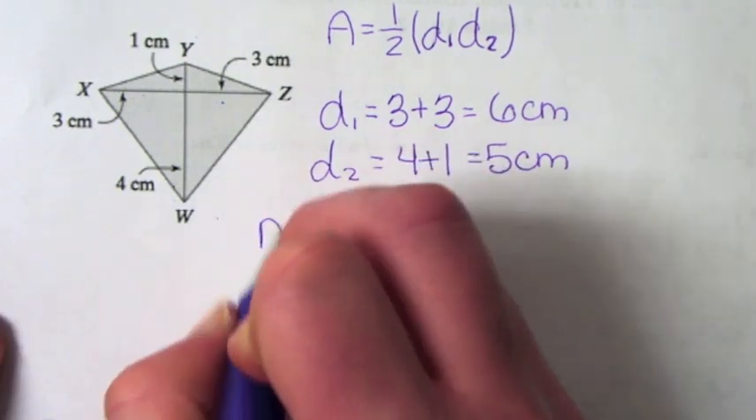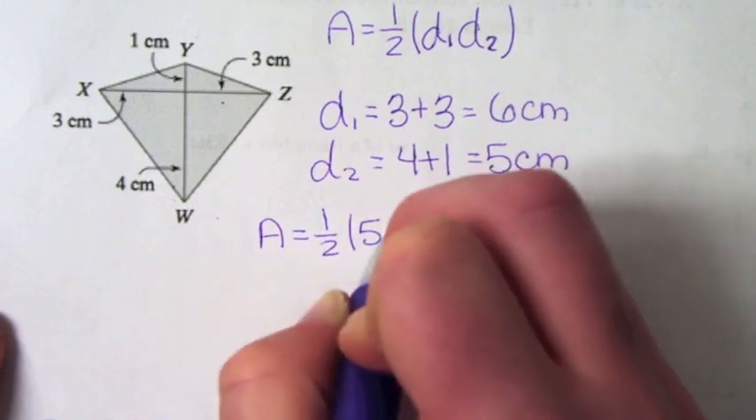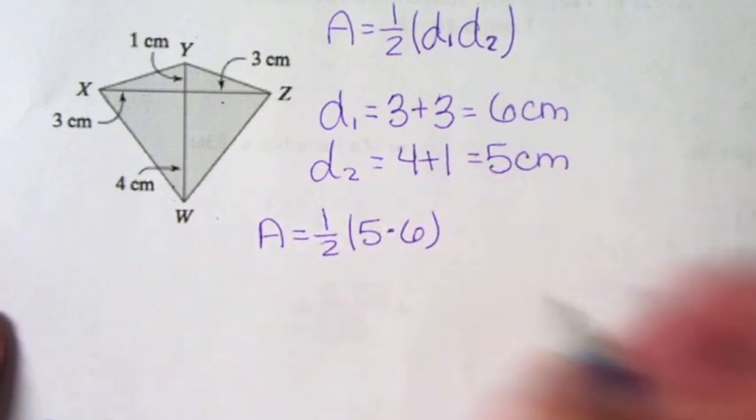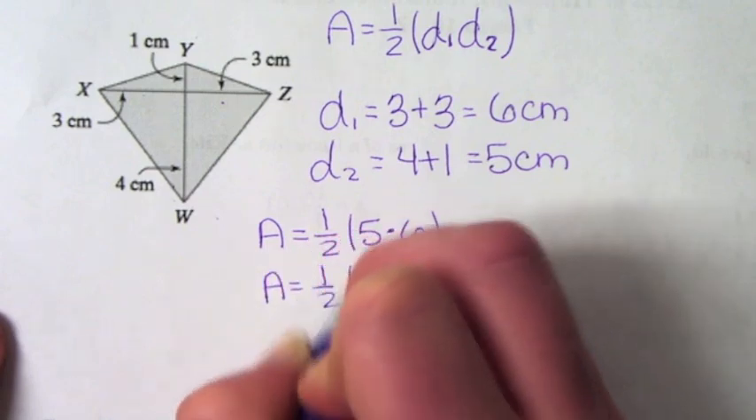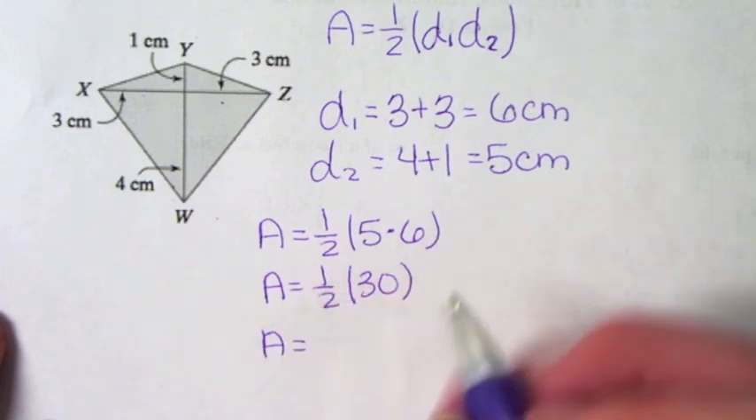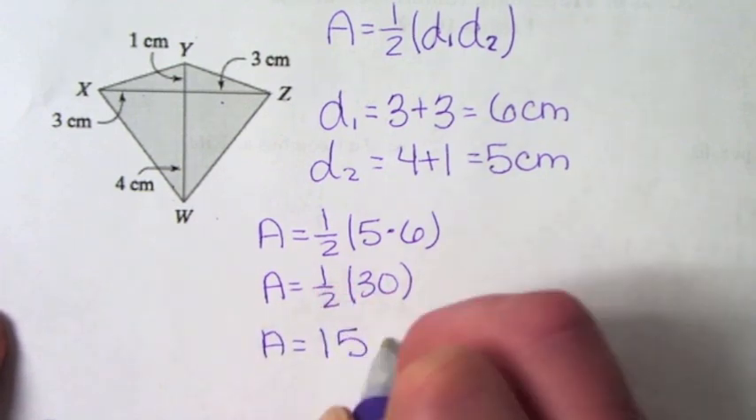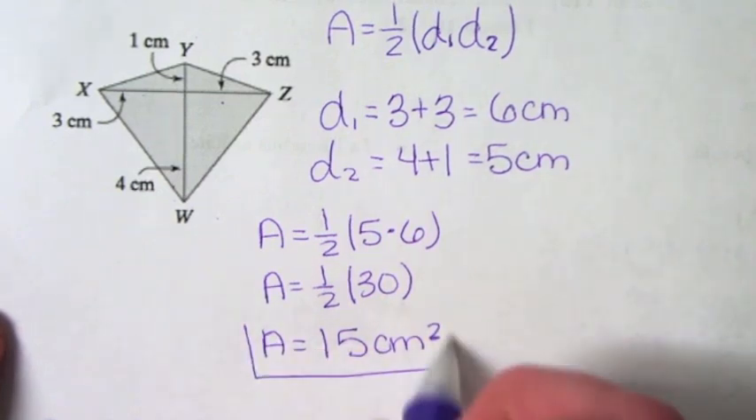Alright, so then I'm just going to plug it in. A is equal to 1/2 times 5 times 6. That is going to be equal to 1/2 times 30, which our final answer is going to be 15 square centimeters, or centimeters squared.